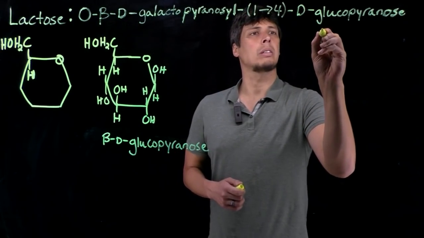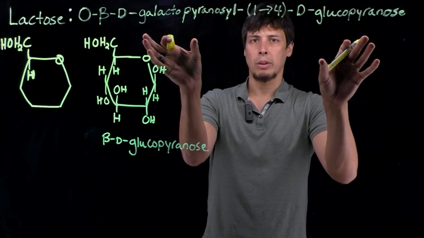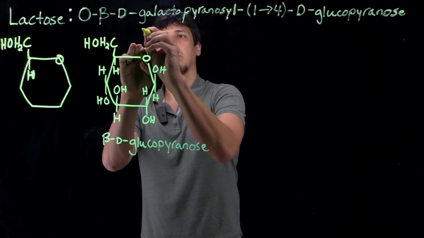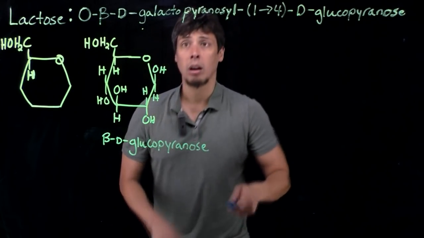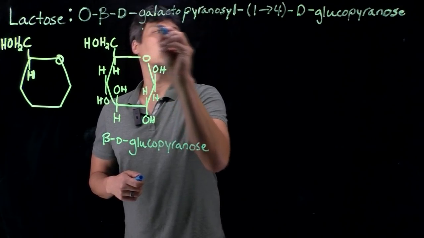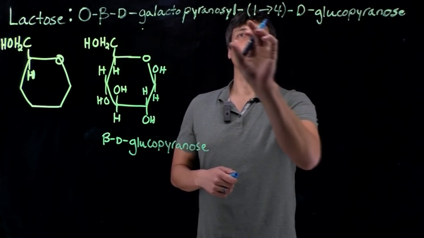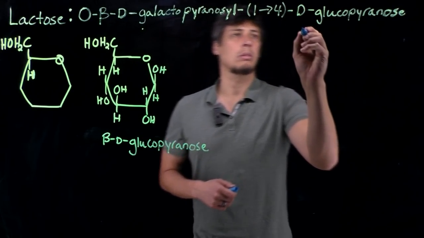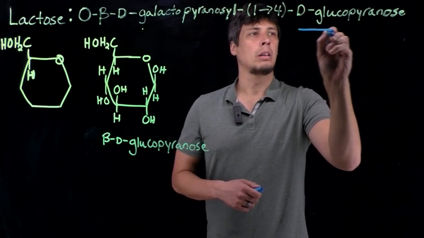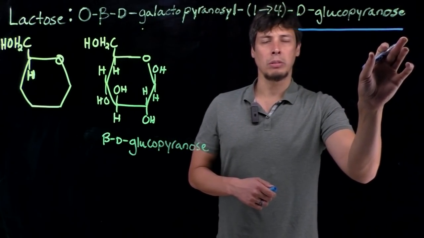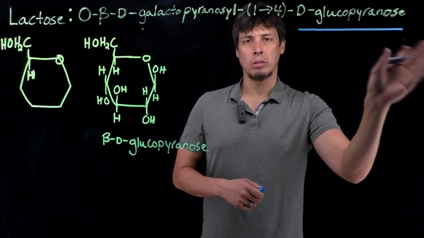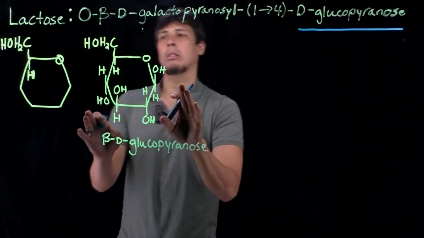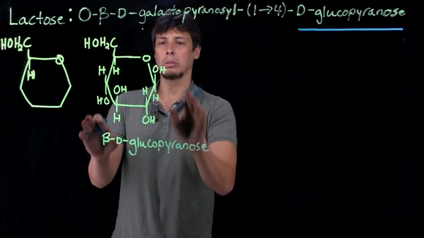So this reads left to right. That means there's a galactopyranosyl, which we'll return to in a second. And then this makes a 1,4 linkage to D-glucopyranose. So let's start here. We're going to draw D-glucopyranose. Again, that's D-glucose in the ring structure, so that's why it says pyranose. And then here's our structure for beta-D-glucopyranose.